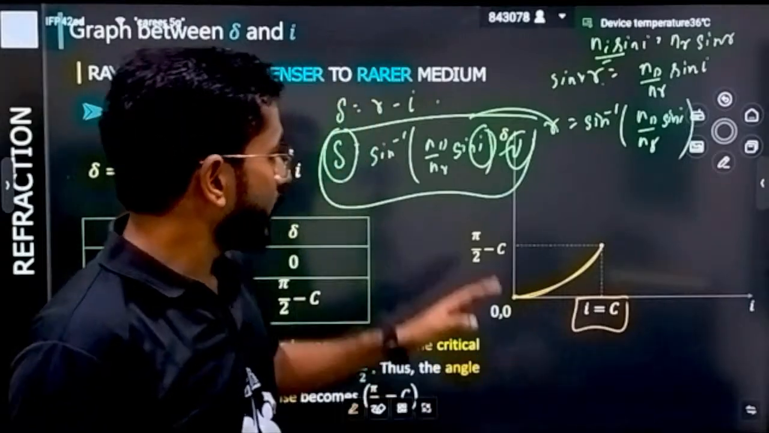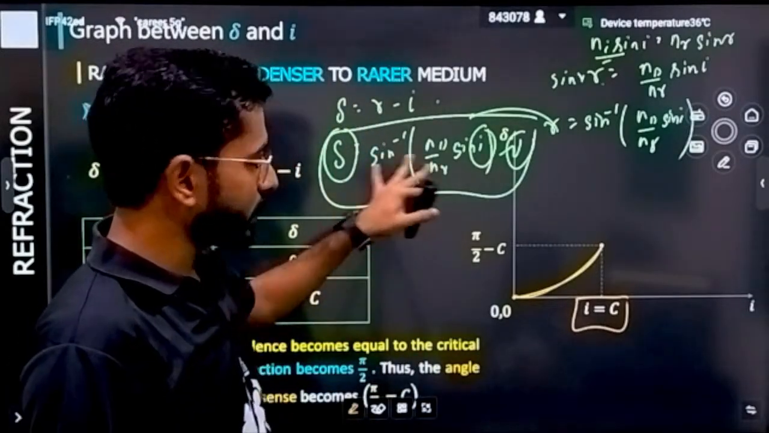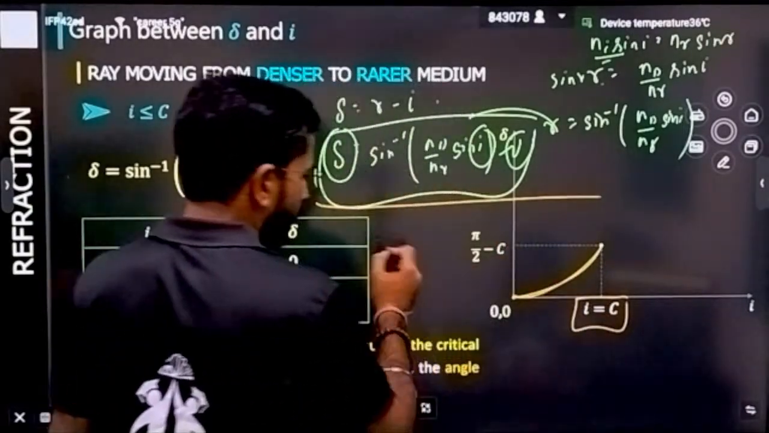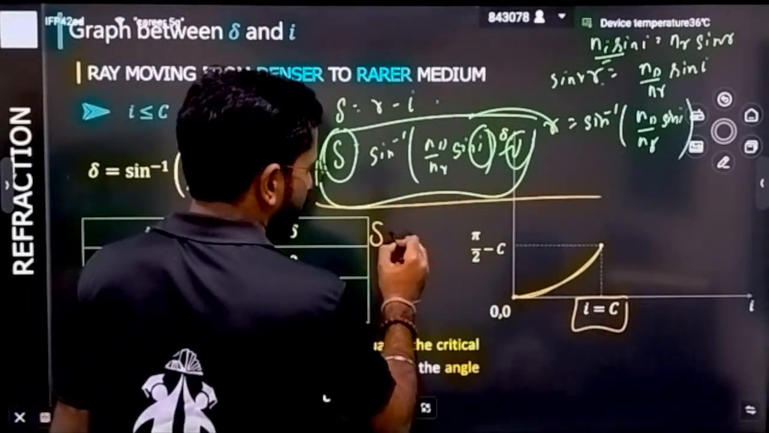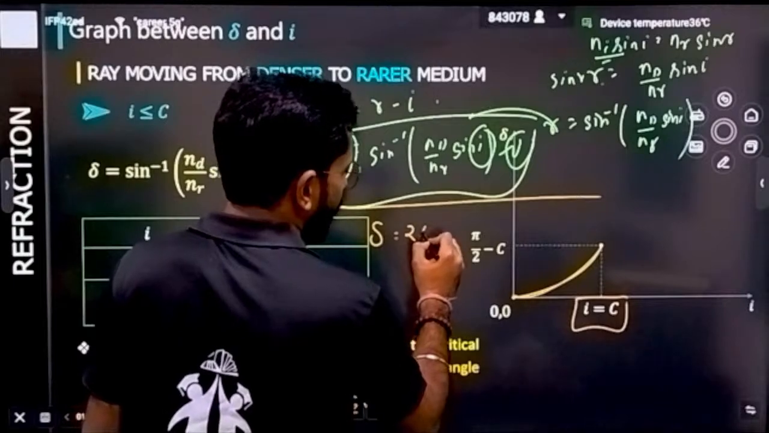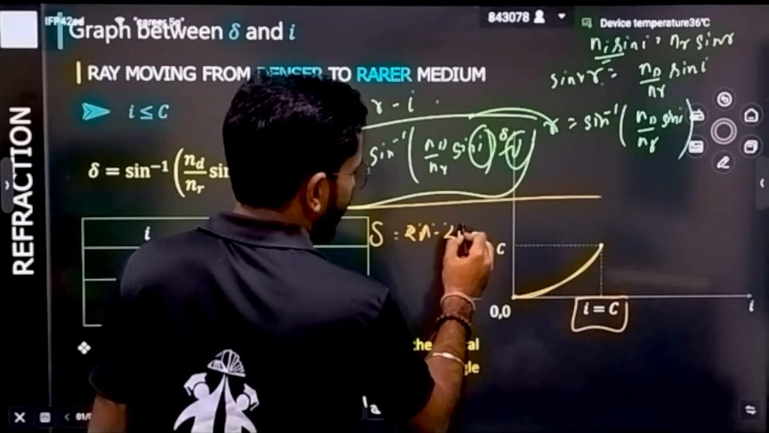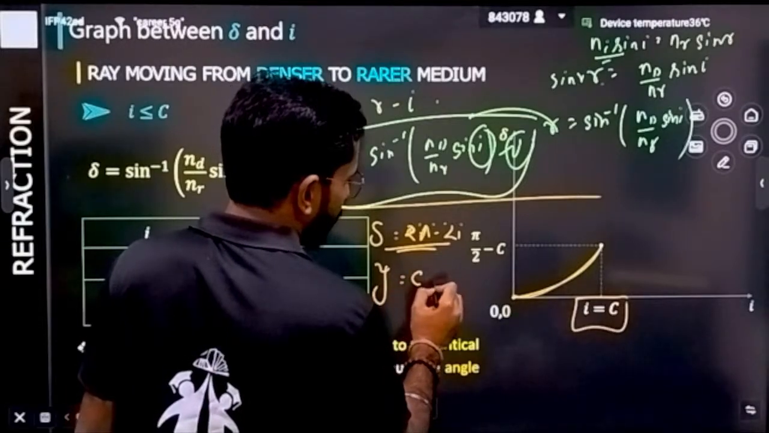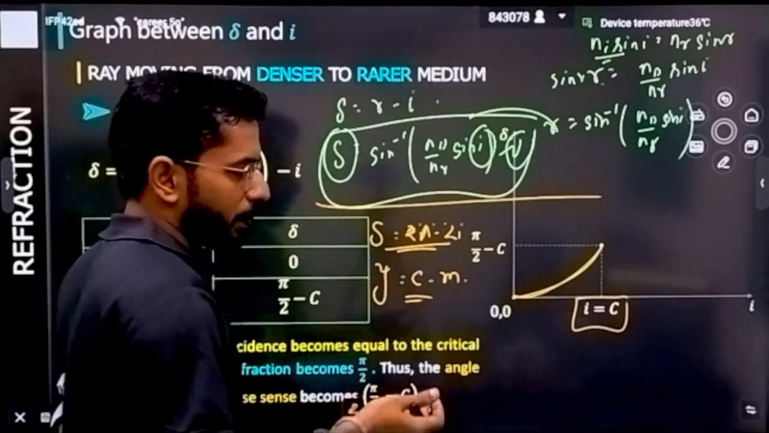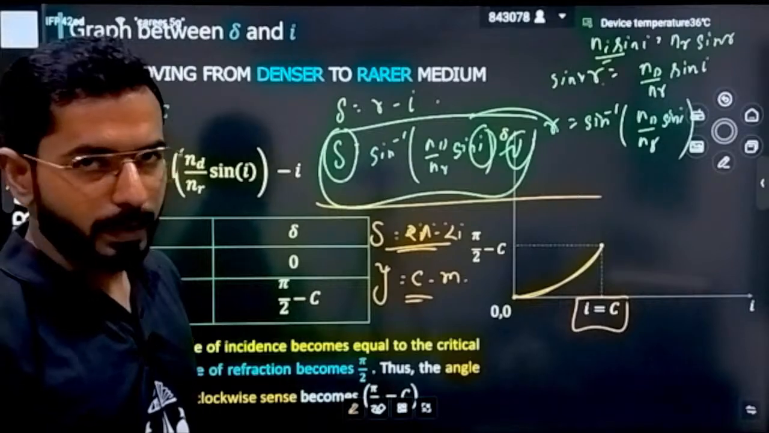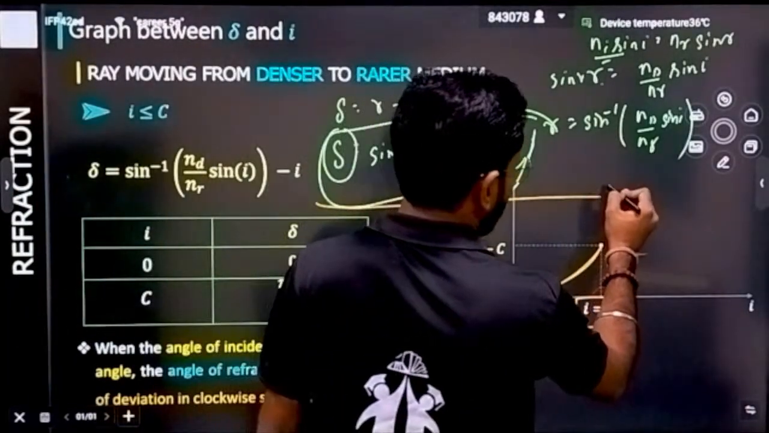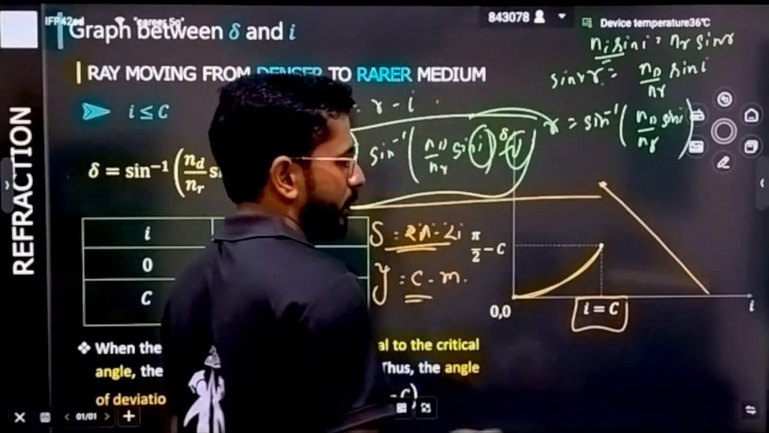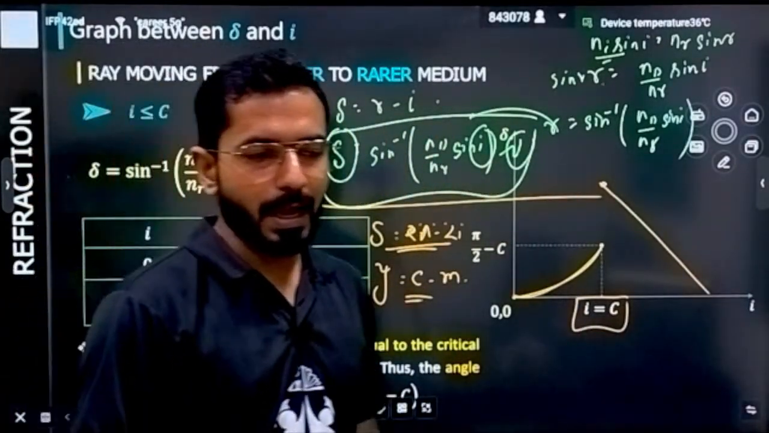Actually refraction fails. That means this complete relation that is present will be failing. So after that, what will be the result that will be valid? After that, it is simply reflection. So I will be writing it as deviation is equal to pi minus 2i. So I can say it is a kind of straight line, y is equal to c minus mx, meaning slope is negative. I can say slope is equal to minus 2. That means this kind of curve with a decreasing slope will be coming. This will be the complete curve of deviation versus i.